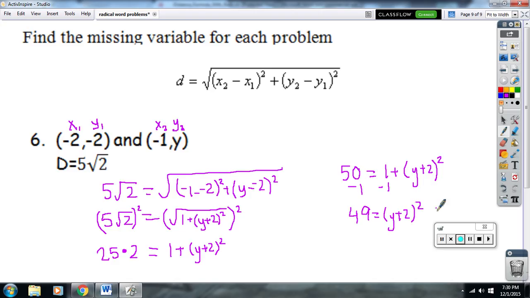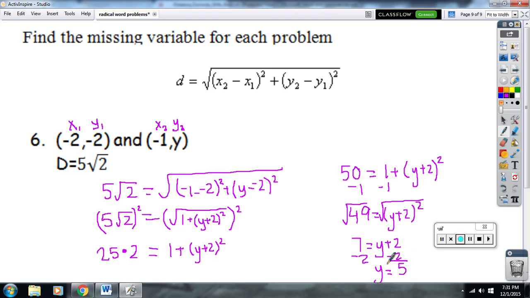And just like before, where if we're trying to get rid of the square root, we square it, the reverse is true. If I'm squaring something and I want to get rid of that exponent of 2, I would take the square root. And remember, whatever you do to one side, you do to the other. So take the square root of both sides. That would be 7 equals y plus 2. And then subtract 2 from both sides, just like you would in any equation, and y would equal 5.